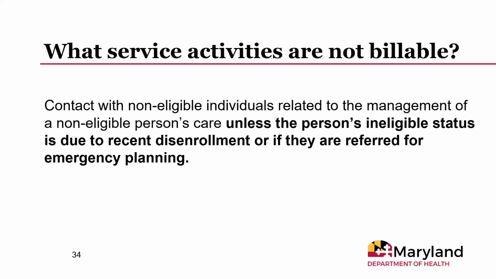Contact with non-eligible individuals related to the management of non-eligible persons' care, unless the person's ineligible status is due to recent disenrollment, is not billable. This simply means that a CCS can bill for activities supporting a person who is attempting to be reinstated in the waiver, or has not yet been determined eligible for services but has been referred due to an emergency situation requiring services. Billing for contact with anyone who is not deemed eligible and is not being referred or in need of support is not permissible.